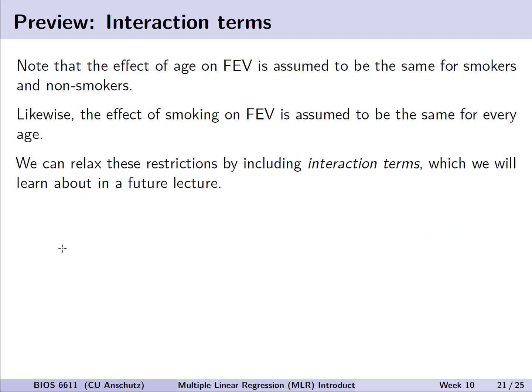So as a preview of things to come, we can also note that the effect of age on FEV is assumed to be the same for smokers and non-smokers. Now, we can imagine that as age varies over time and how long you've been smoking, there may be some form of interaction between these two, so it's not actually a constant linear effect. We can relax that assumption in the current multiple linear regression model by including what we term interaction or effect modification terms. And we'll discuss those in their own lecture later on.